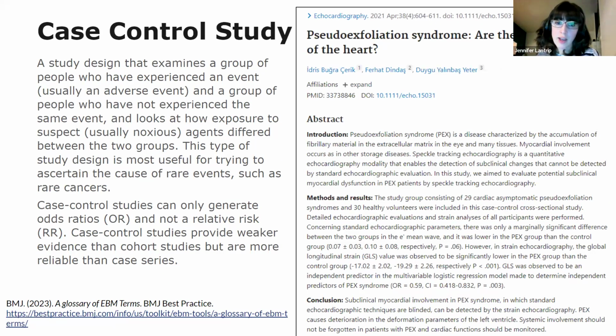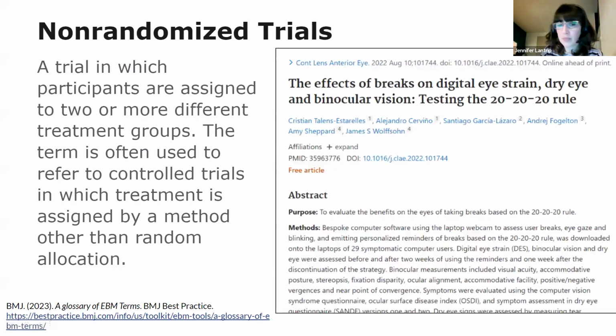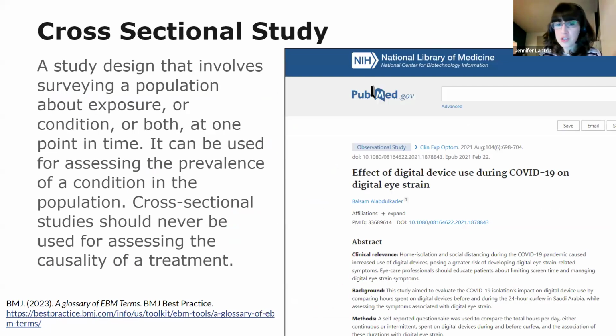Case control studies look at how a past exposure or lack of exposure to an agent, and then the difference in patient important outcomes between the two groups. So this starts back in time with the exposure or lack of exposure, and then looks forward in time to the patient outcomes. This type of study design is most useful for trying to ascertain the cause of rare events, such as rare cancers. Case control studies provide weaker evidence than cohort studies, but are more reliable than case series. Non-randomized trials are when the treatment was assigned by a method other than random allocation.